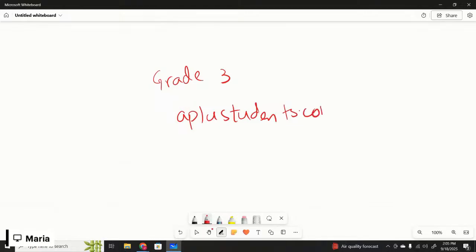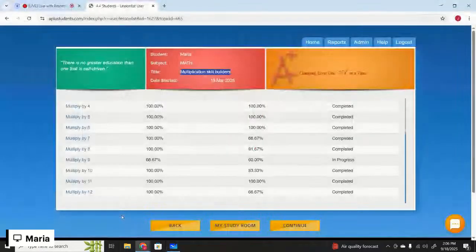You have to log in there using your email address and password as provided by the administrator. Then you have to select math from the subject tab. Scroll down to grade 3 math and then click on view all lessons. There you can find a list of the chapters. We're going to start with the chapter multiplication skill builders.